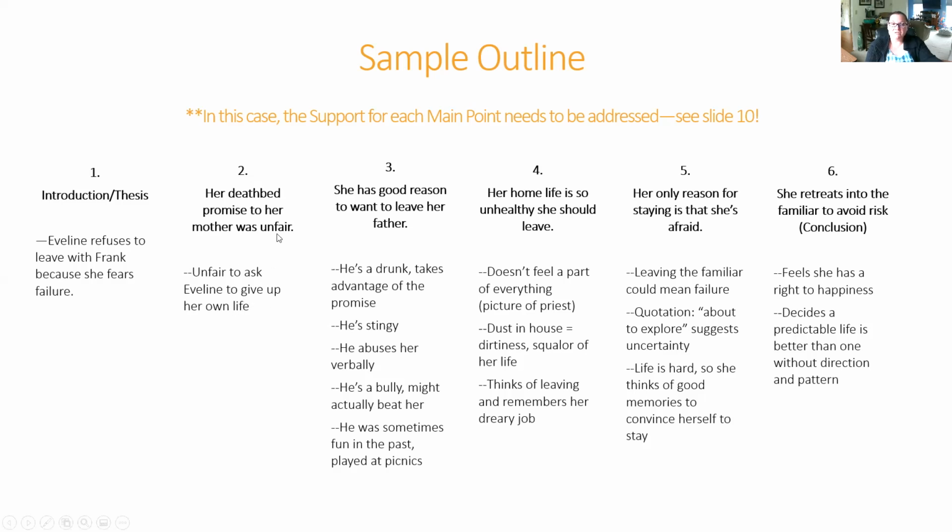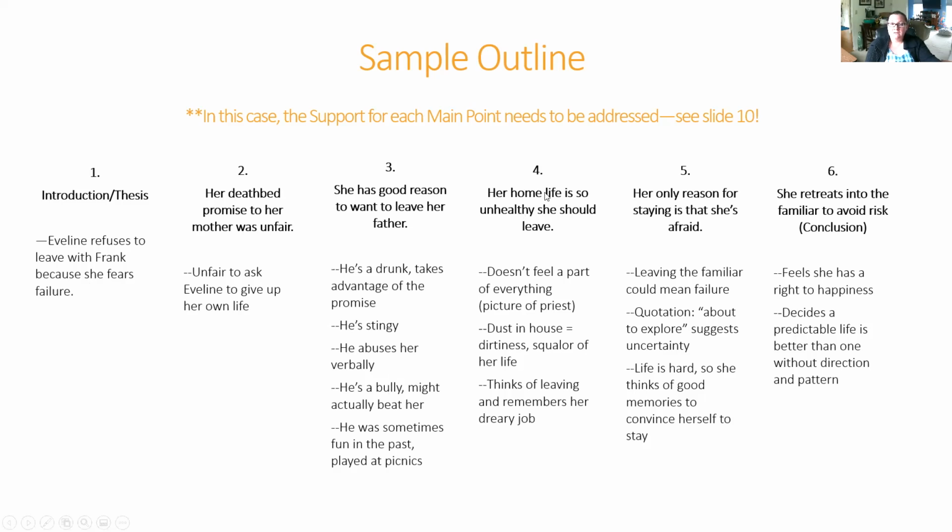The support that we have to back up this main point is that it was unfair to ask Evelyn to give up her own life. Our next main point was that Evelyn has good reason to want to leave her father. The supporting details that we included for that main point are that he's a drunk and takes advantage of the promise that Evelyn made to her mother. Like, he guilts her, he uses it against her. He's stingy. He abuses her verbally. He's a bully. Might actually beat her. And he was sometimes fun in the past, and she remembers how he used to play at picnics.